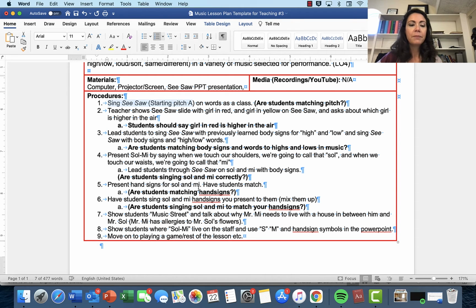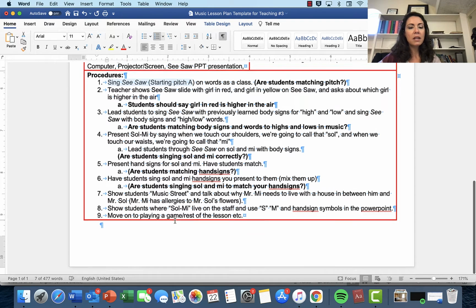Have them do it. And then I want to do the other little bit of Music Street, where I say, okay, here's where Mr. So lives. Here's where Mr. Me lives. And Mr. Me can't live next to Mr. So because of the flowers, but they're on the same team, so they're always going to be over here. Show them where So and Me live on the staff and how that relates to Music Street, using the S, using the M, using the hand sign symbols in PowerPoint, and where they go on the staff.